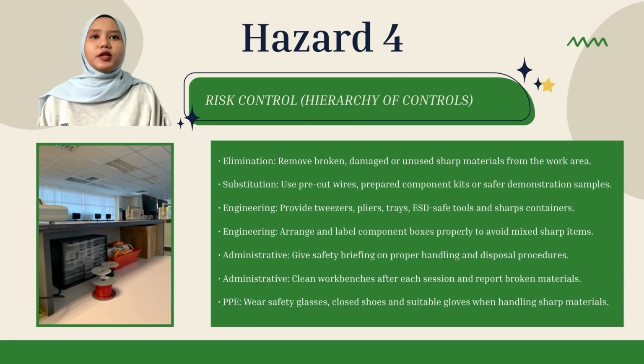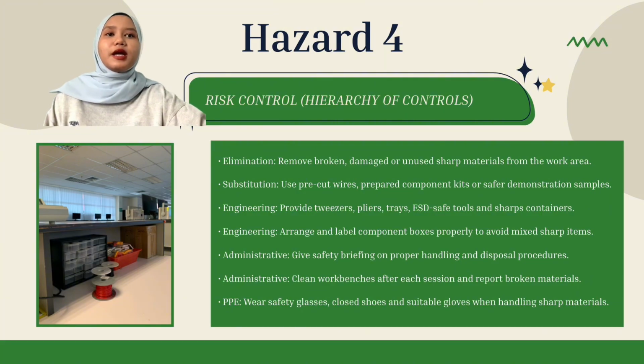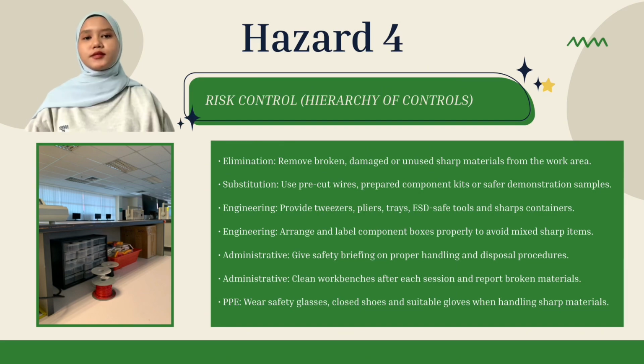Next is the risk control based on the hierarchy of controls. For elimination, broken, damaged, or unused sharp materials should be removed from the work area immediately. Sharp waste such as broken glass, damaged PCB pieces, and cut wire ends should not be left on the table or mixed with reusable components. For substitution, safer alternatives can be used where possible. For example, beginner students can use pre-cut wires, prepared component kits, or safer demonstration samples to reduce frequent cutting and direct handling of sharp materials.